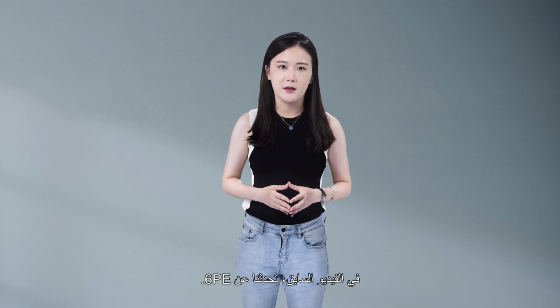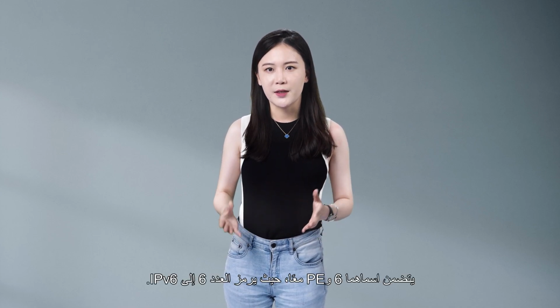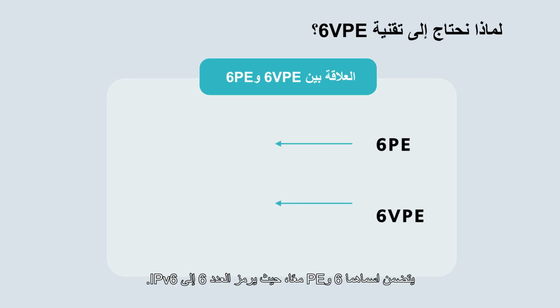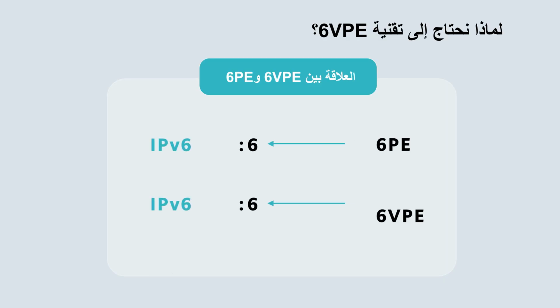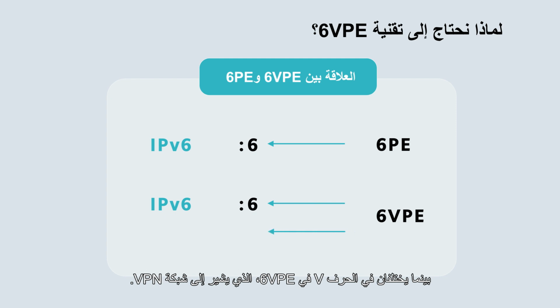In the previous video, we talked about 6PE. What exactly is the relationship between 6VPE and 6PE? Both have 6 and PE in their names, where 6 stands for IPv6. Where they differ is the V in 6VPE, which stands for VPN.